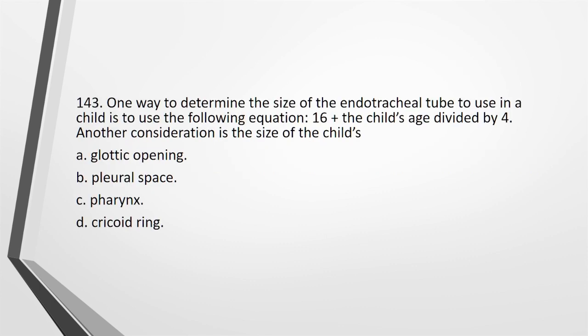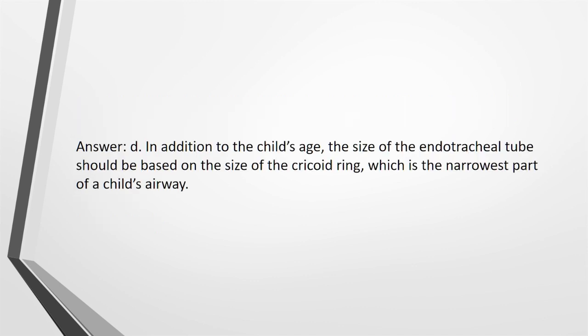143. One way to determine the size of the endotracheal tube to use in a child is to use the following equation: 16 plus the child's age divided by 4. Another consideration is the size of the child's A. Glottic opening. B. Pleural space. C. Pharynx. D. Cricoid ring. Answer. D. In addition to the child's age, the size of the endotracheal tube should be based on the size of the cricoid ring, which is the narrowest part of a child's airway.